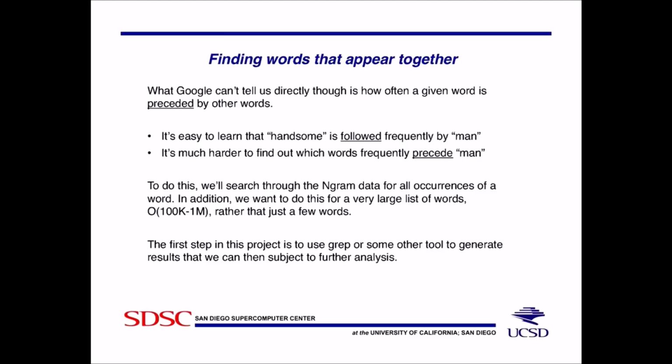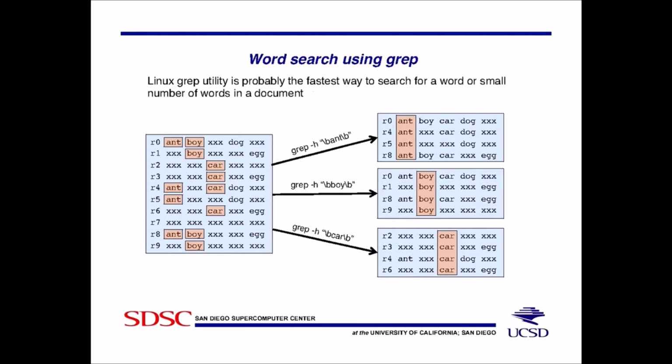And if you ever look at the n-gram data, it's organized alphabetically by the first word in that doublet, triplet, and so on. So what we really need to do is search through all of those records, and we want to know all of the records that contain a particular word. And we don't want to do this just for 1 word or 2 words or a handful of words. We want to do this for large numbers, on the order of 100,000 to 1 million words.